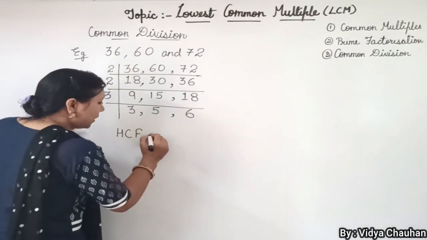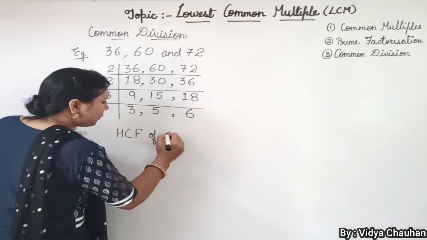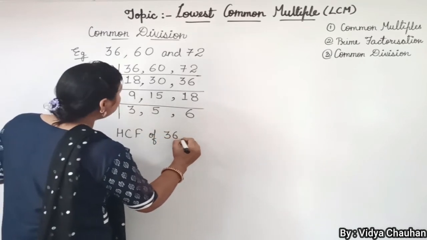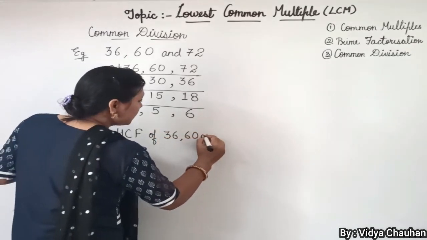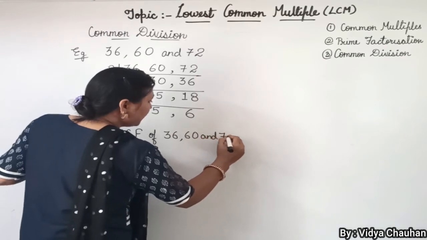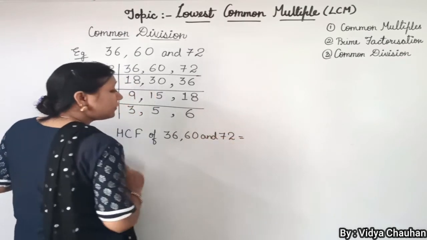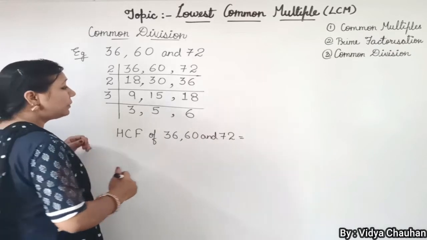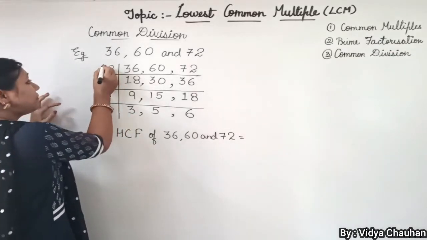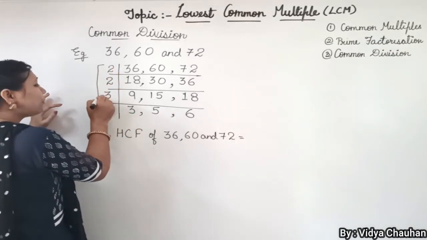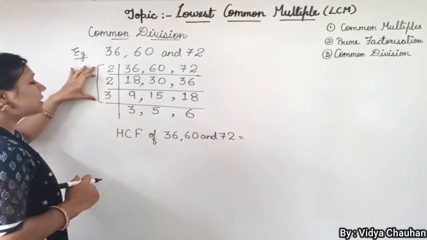So very first, what will be the HCF of these 3 values, 36, 60 and 72? If it is said that you have to find the HCF of these 3 numbers, what will the HCF be? The HCF will be the product of the numbers on the vertical side.